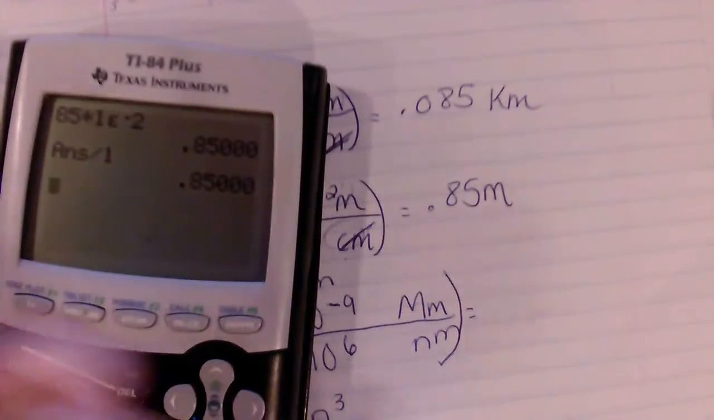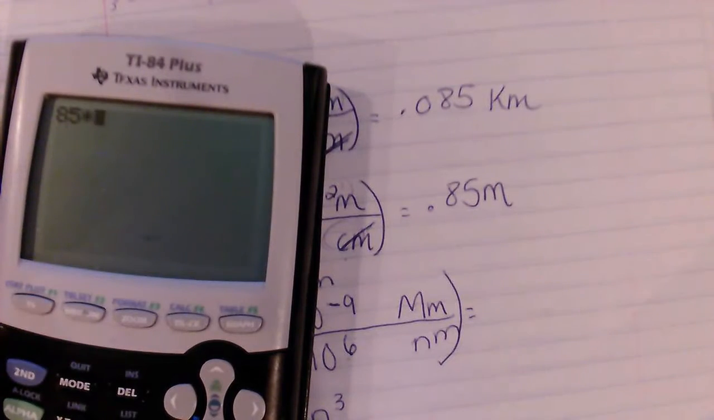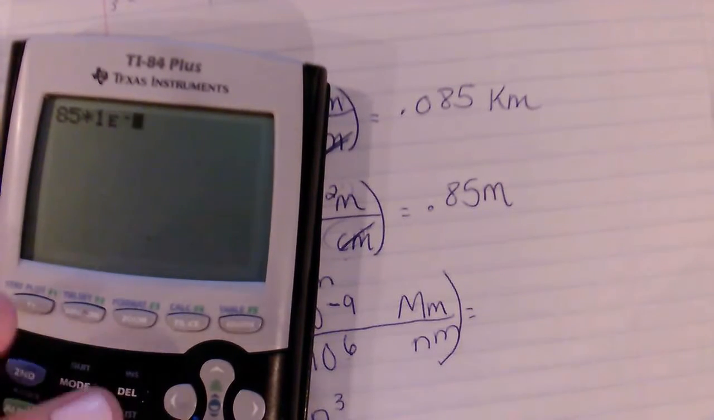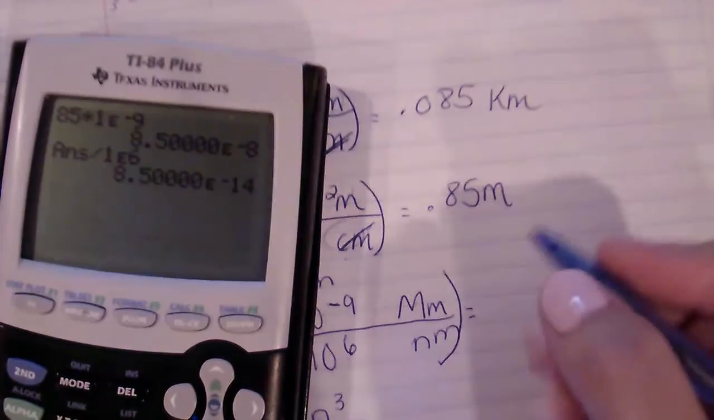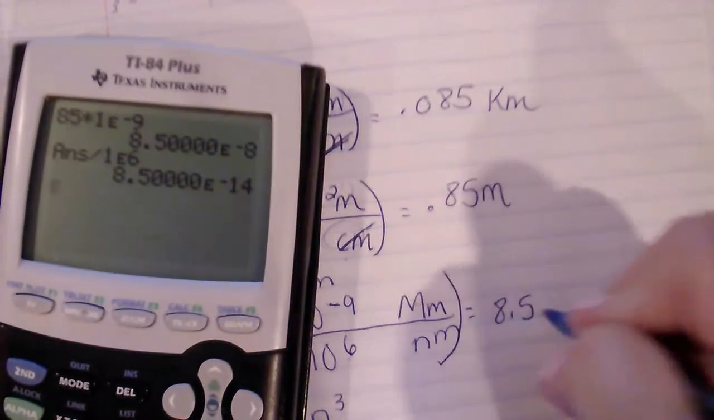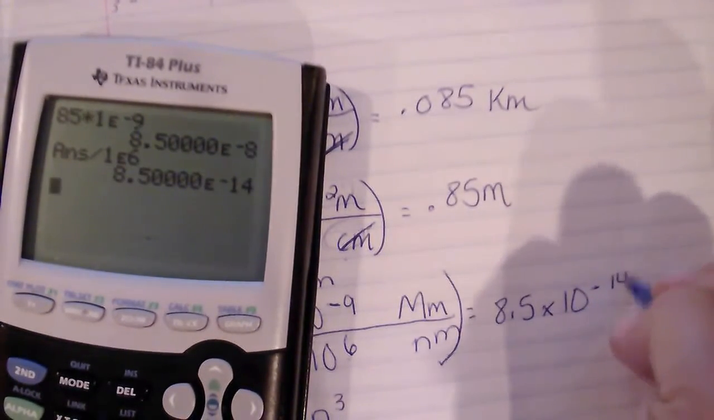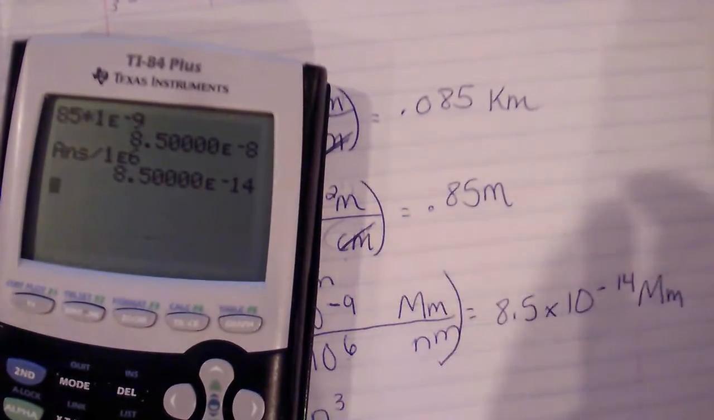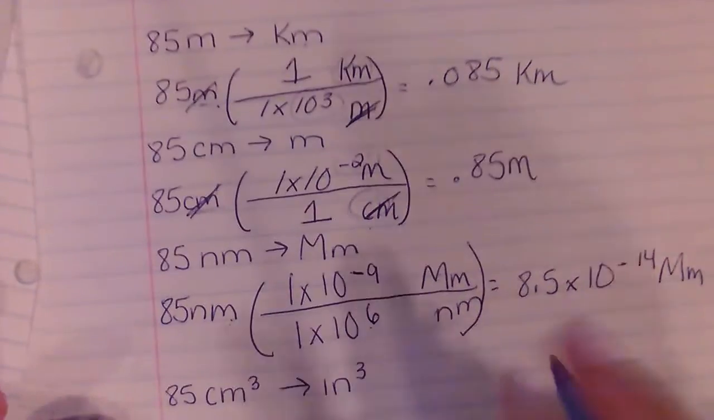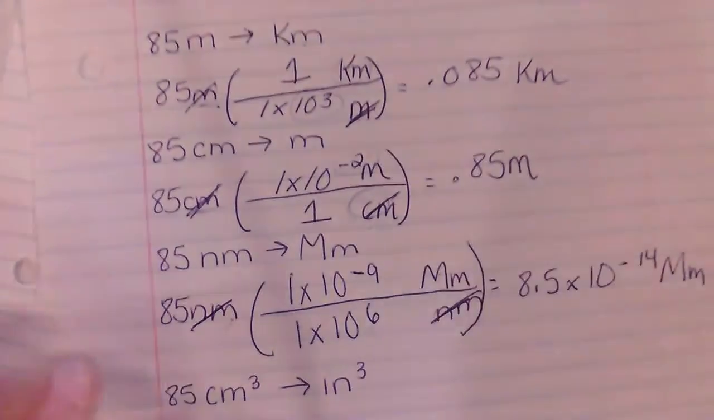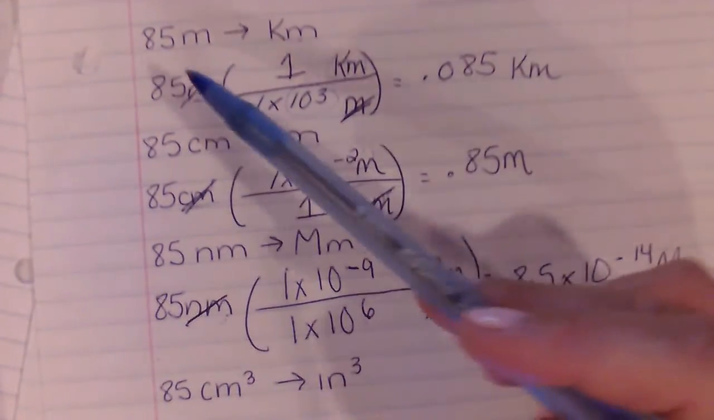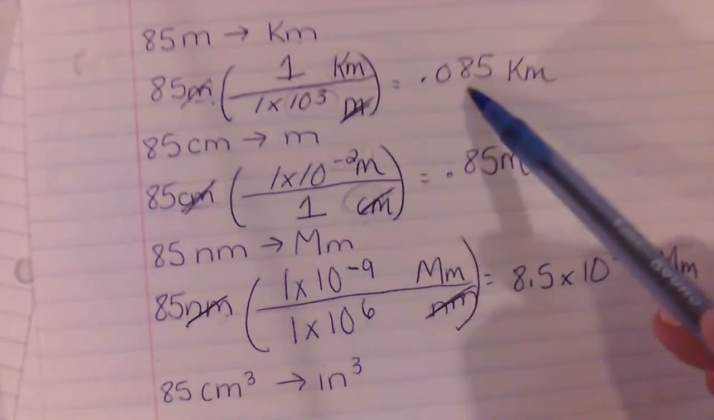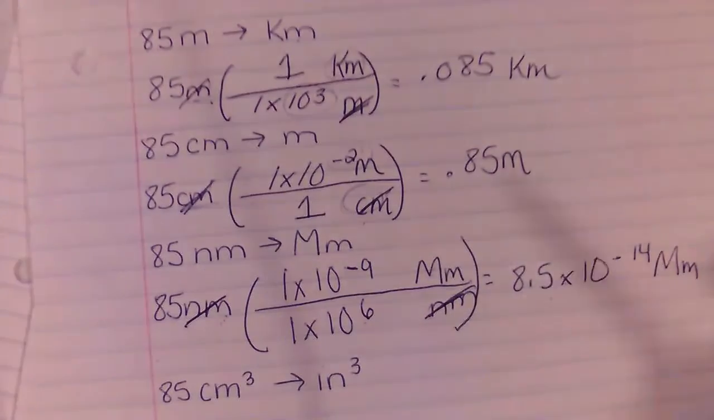To put this in your calculator, you have 85 times 1 EE negative 9 divided by 1 EE 6, and you get 8.5 times 10 to the negative 14th, and the unit would be megameters because your nanometers cancel. You should always end with the same number of sig figs that your front number was. 2 sig figs, 2 sig figs.